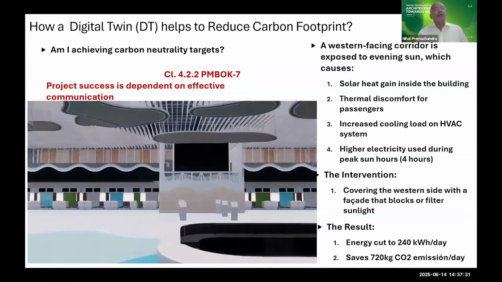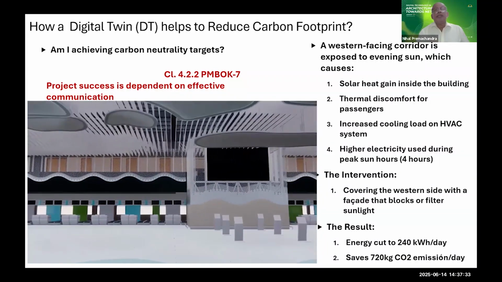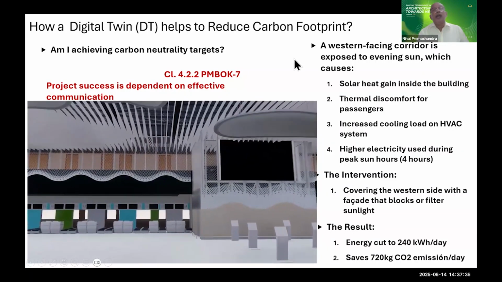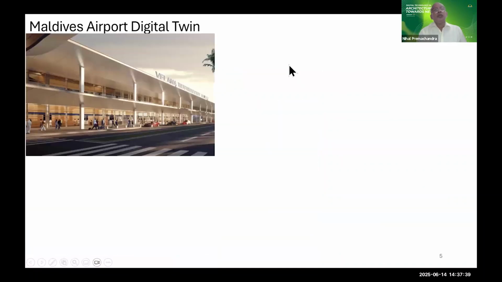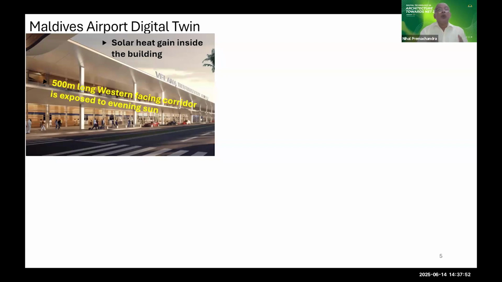How did I do that? Now, I'm not achieving 100% here, but I will show you how I did that. Now here, this is the issue. Now you can see this is the original design. This is the western front corridor that you can see. This corridor is 500 meters long. It is a western facing corridor. It's exposed to evening sun. So there is solar heat gain inside the building.